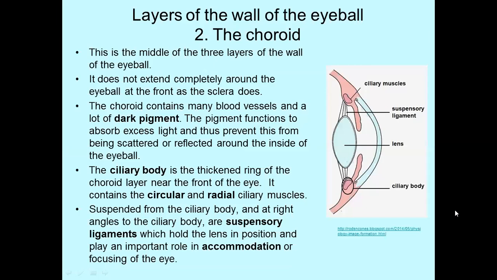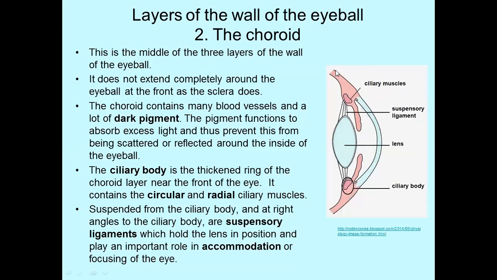Okay, so I said to you that there are 3 layers that make up the wall of the eyeball. The second layer from the outside is called the choroid. Please note how to spell it. And it's the middle of the 3 layers. And it doesn't extend all the way around the eyeball at the front as the sclera does.